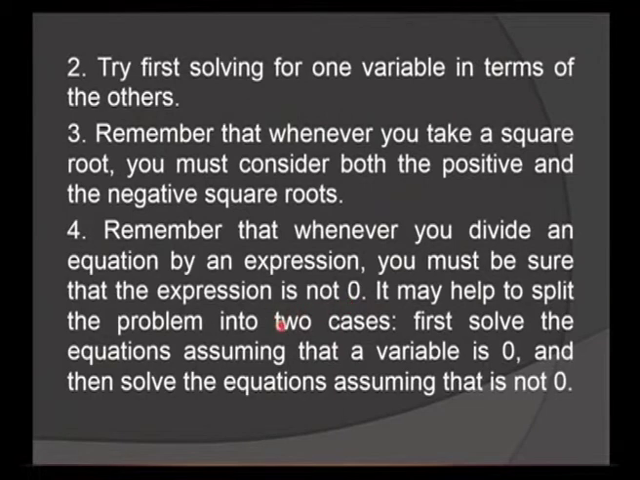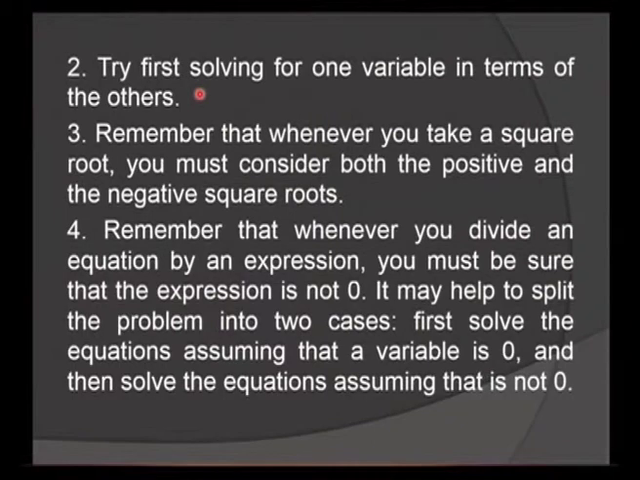It may help to split the problem into 2 cases. First, solve the equations assuming that a variable is 0, and then solve the equations assuming that the variable is not 0. So this trick can also be followed to solve the 4 equations. This is how the values of x, y, z can be obtained by solving the 4 equations given here.